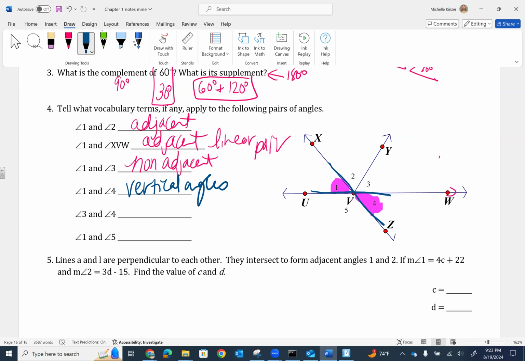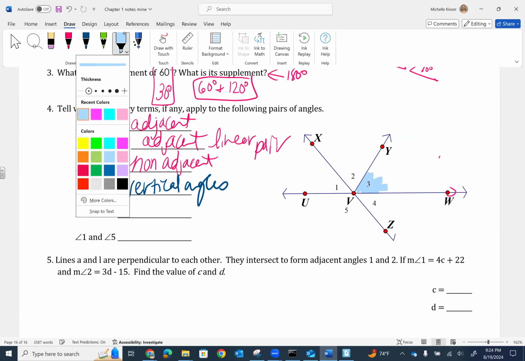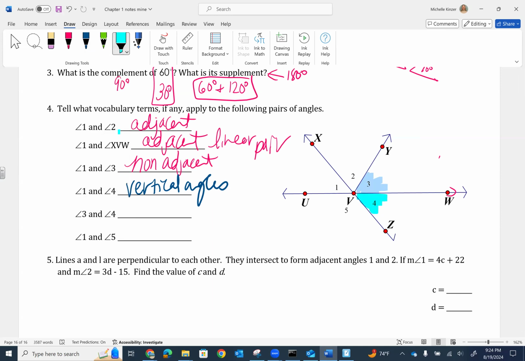Okay, and then how about 3 and 4? So here's 3. And here's 4. They're definitely adjacent because they have a common vertex at V. They have a common side, which is this one right here. So I would just say adjacent would be a good choice. We don't know what their sum is. It doesn't look like it's 180. It's not a linear pair.